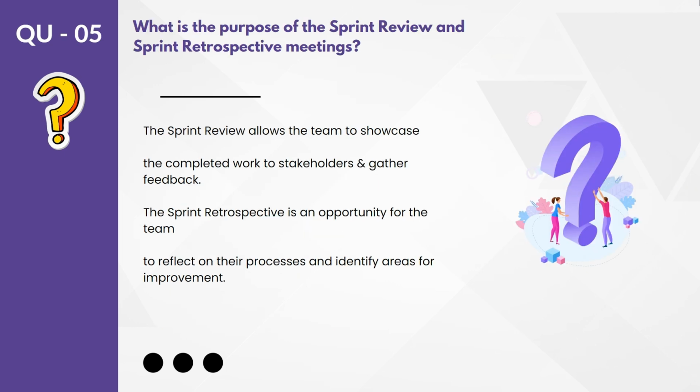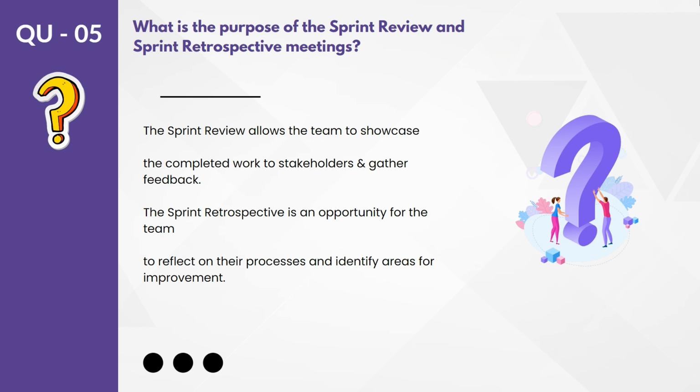Question 5: what is the purpose of the sprint review and sprint retrospective meeting? This is a very simple question, because we are talking about two of the Scrum ceremonies. Sprint review allows the team to showcase the completed work to stakeholders and gather feedback. The development team has a certain set of stories assigned to them in sprint planning, and during the sprint they are working on that and delivering that.